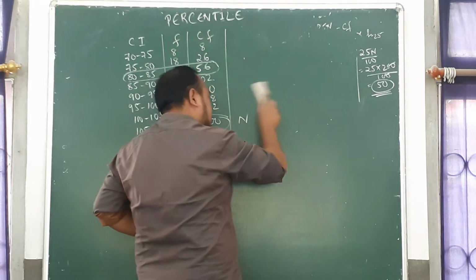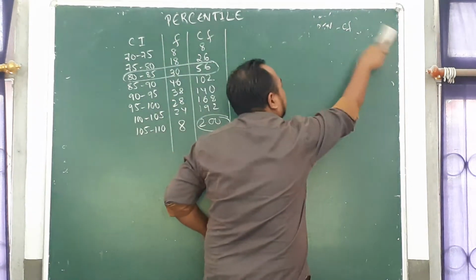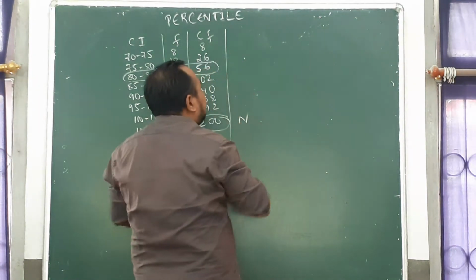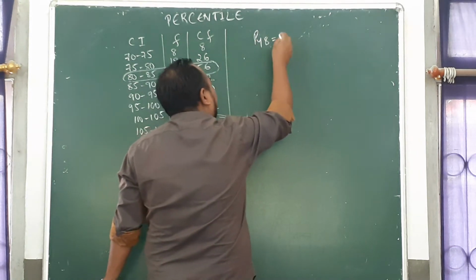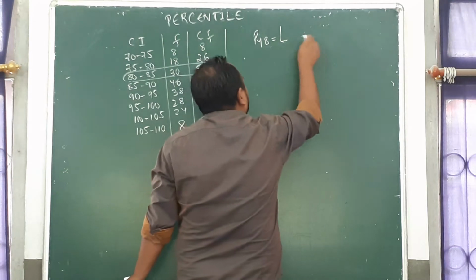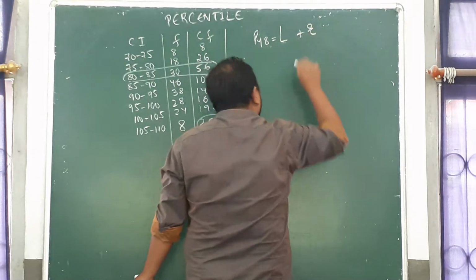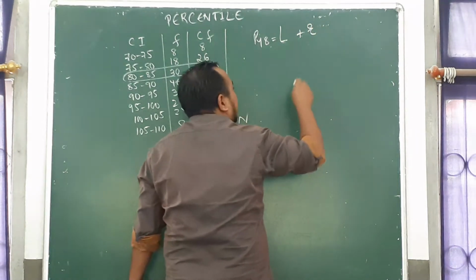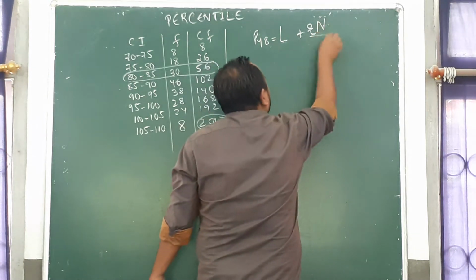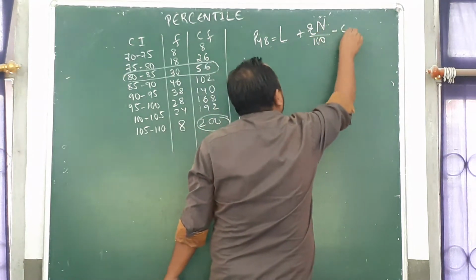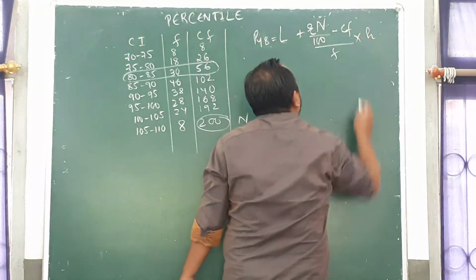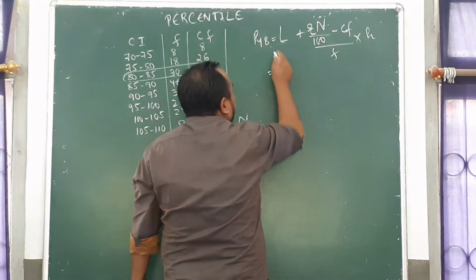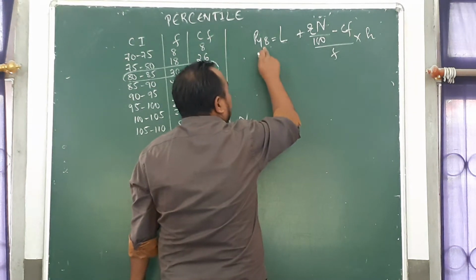So the percentile class of the 48th term. What is P48 going to be then? P48 will be the formula: the lower limit plus, I'm writing the original formula because I've already given you the direct formula, Rn divided by 100 minus Cf divided by f into the class interval. Is that clear?